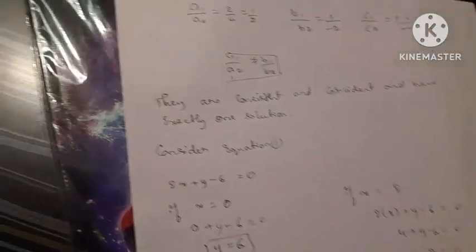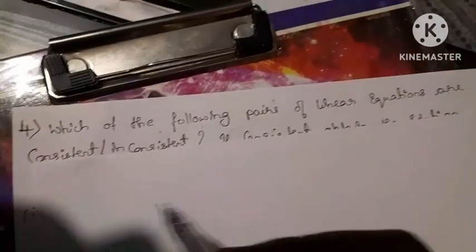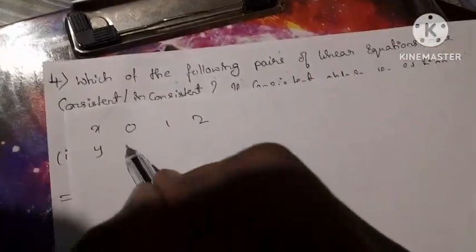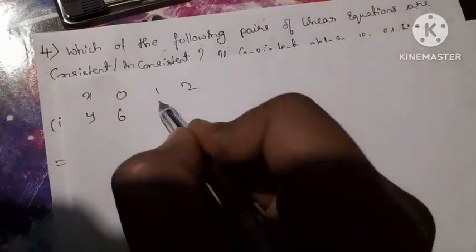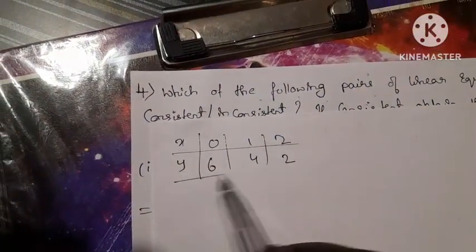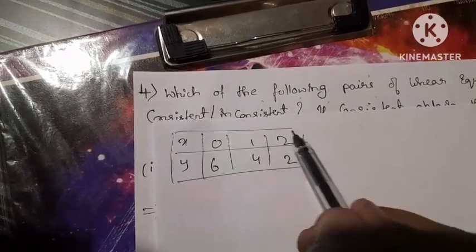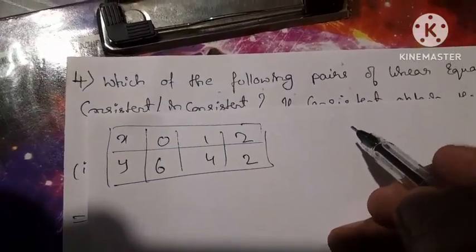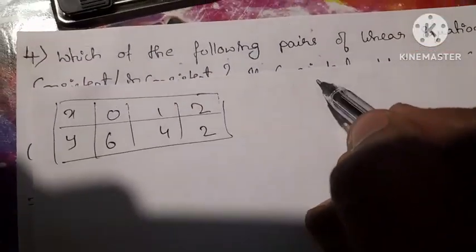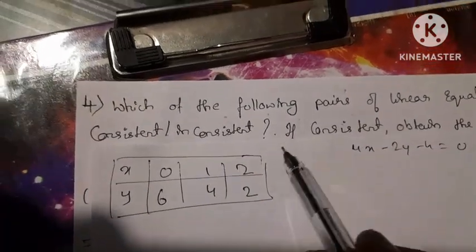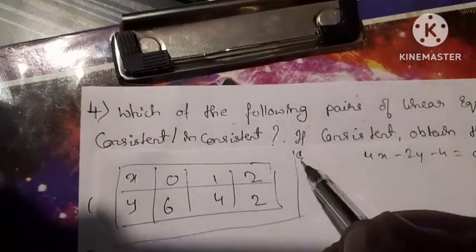So we got 3 values. What are the 3 values? x: 0, 1, 2. If x is 0, y is 6. If x is 1, y is 4 and 2. This was for equation 1. I will do similarly for equation 2. What is equation 2? 4x minus 2y minus 4 equal to 0. Equation 2.